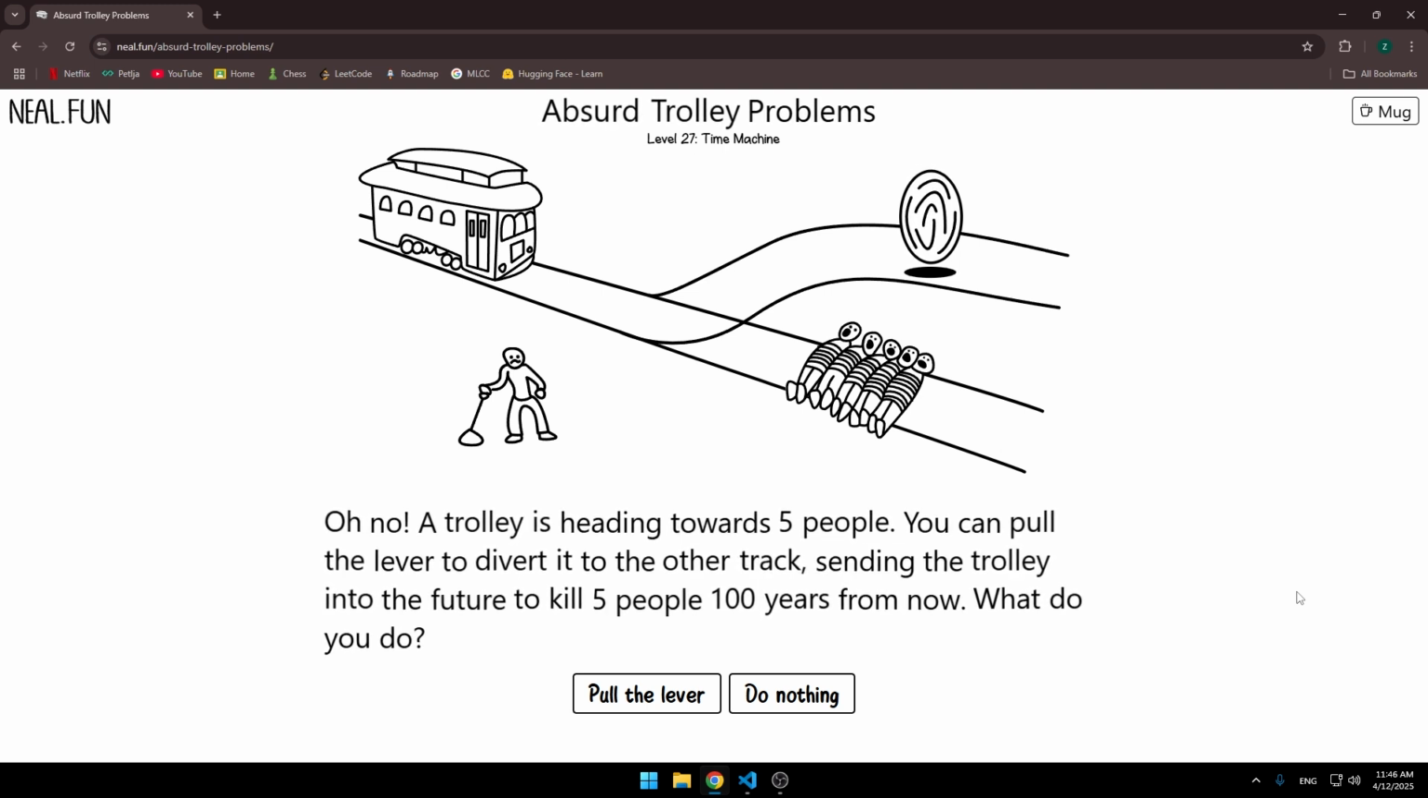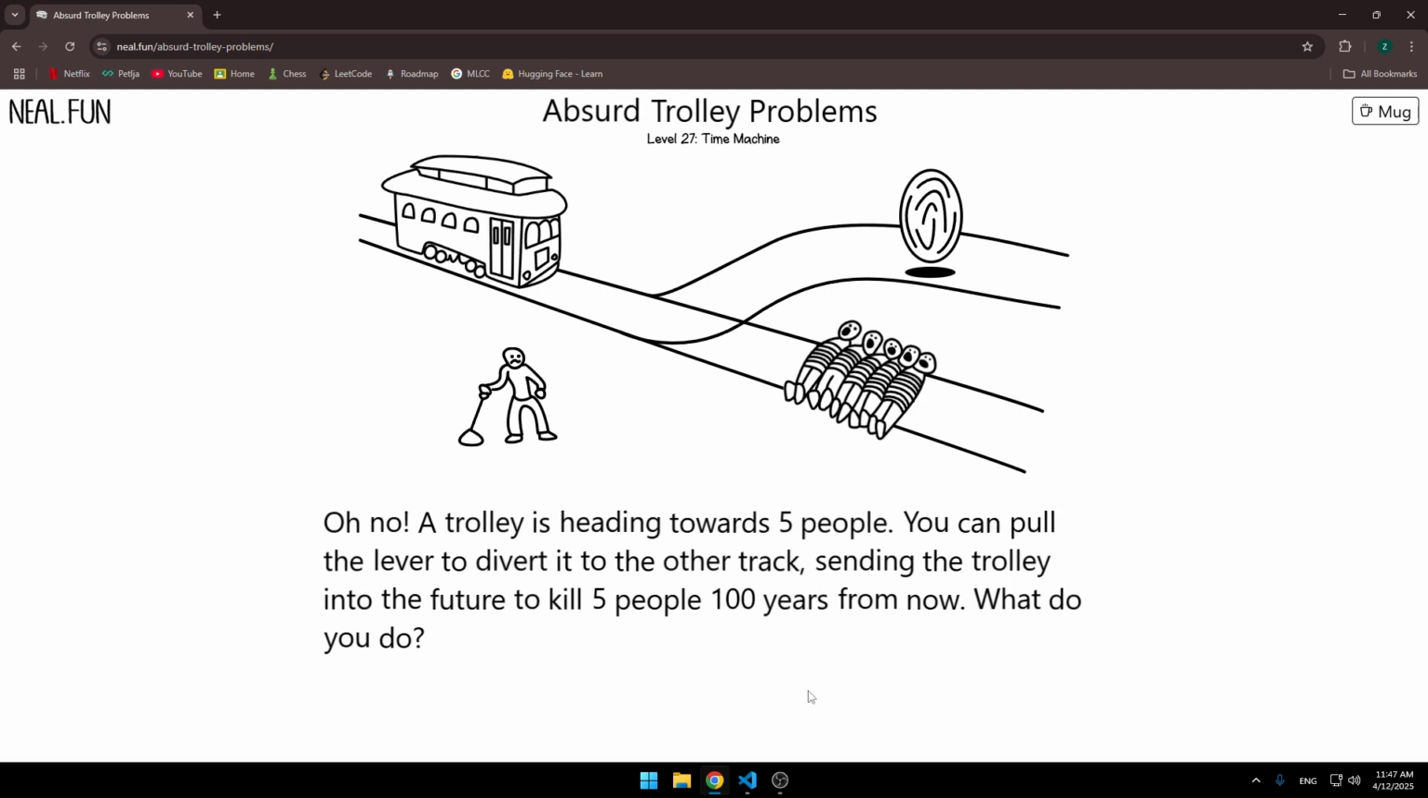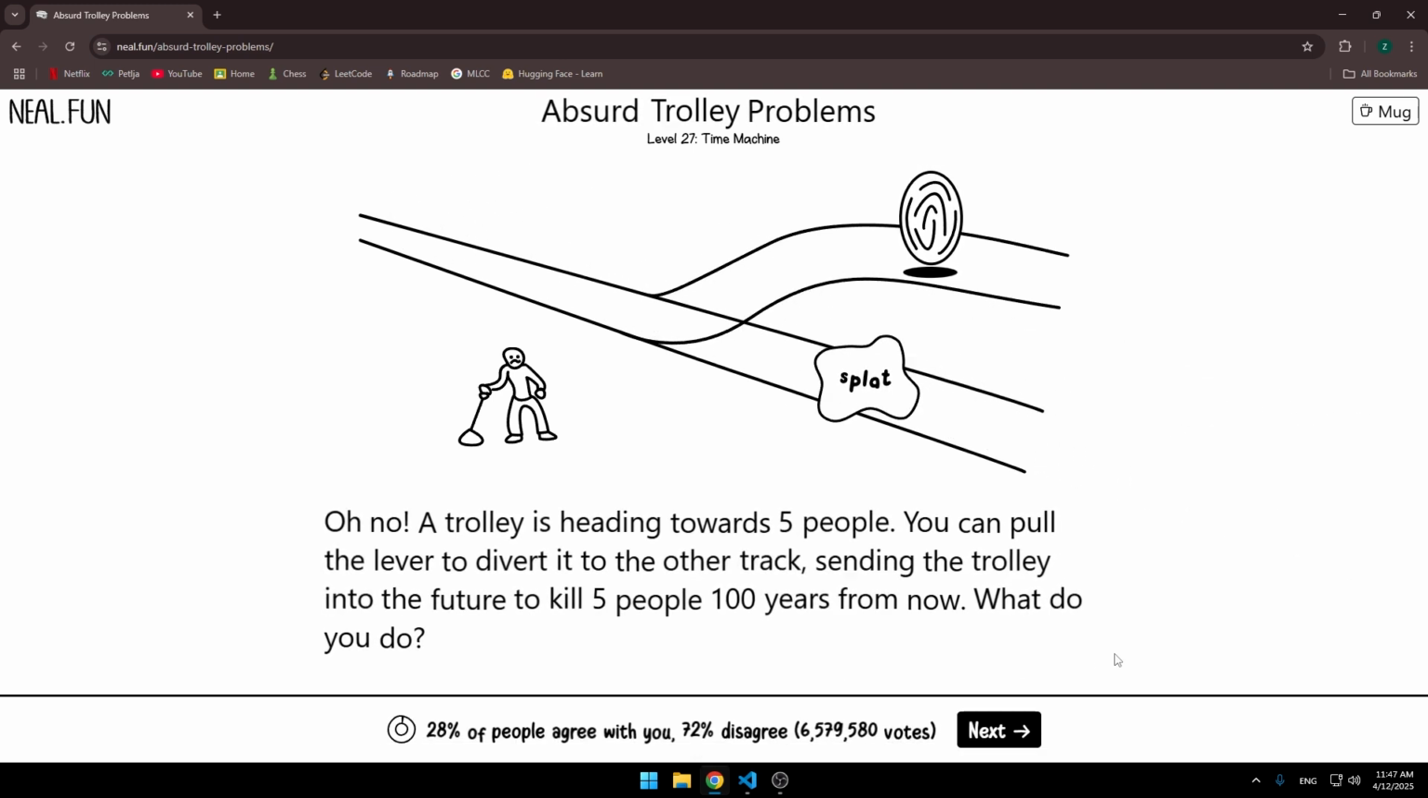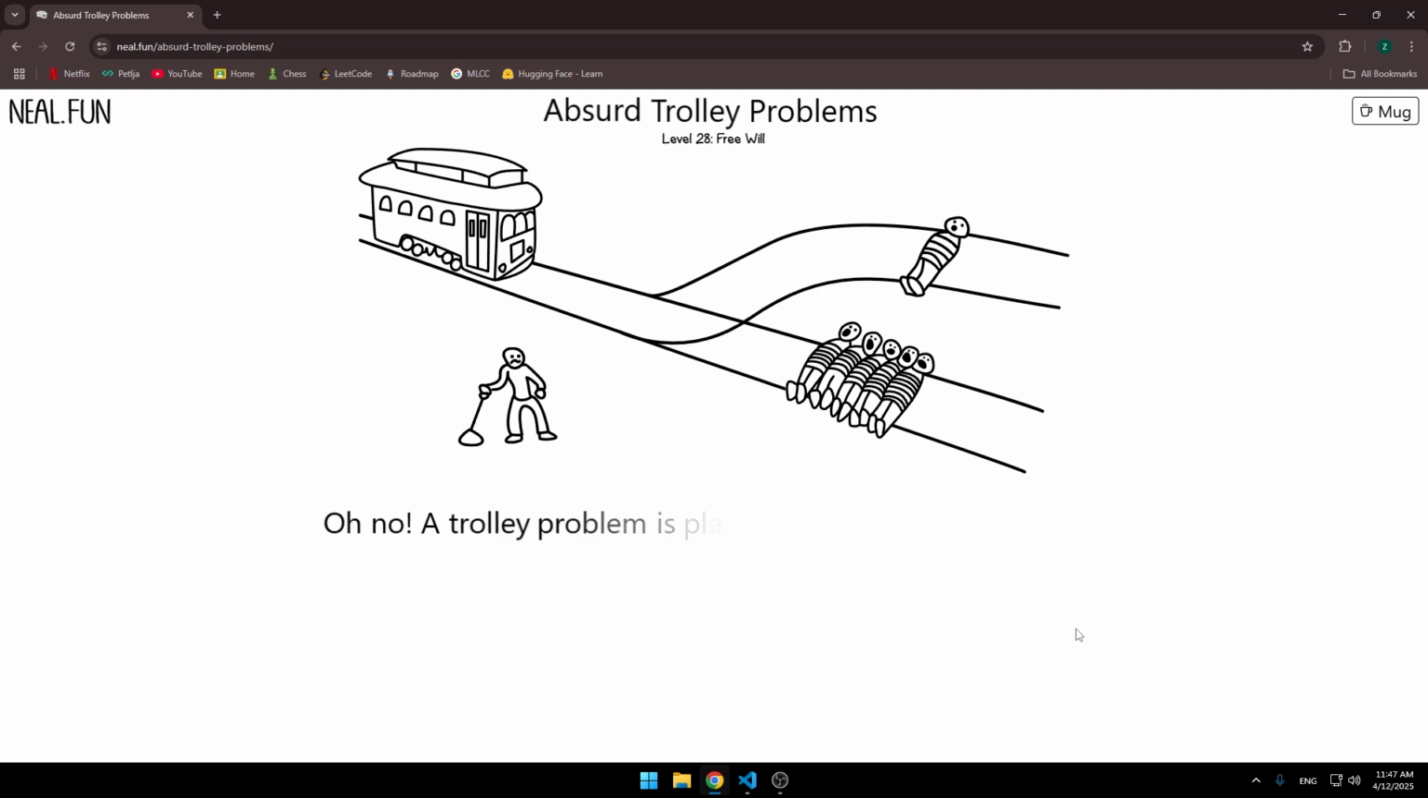Wow, okay, this is really interesting. I thought it would just kill the people in the future, but I guess not. Present responsibility, I guess. Yeah, sure, do nothing. No one agrees? Yeah, nobody agrees. But still, it's interesting that AI can give some really interesting philosophical takes here, even if they are kind of stupid. Let's go to the next one.